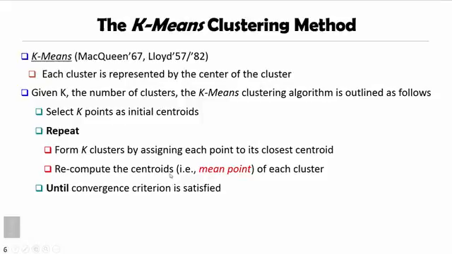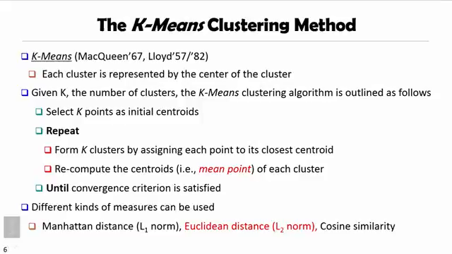Once assigned, we need to recompute the centroids because the initially randomly selected centroids may not be very good ones. So we recompute the centroid, that means the mean point of each cluster. Once you recompute the centroids, some object initially assigned to, say, centroid A may now be even closer to centroid B, because all the centroids changed. That means we need to go back to reassign each point to its closest centroid, and then recompute the new centroids. That's why we get into this repeat-iterative loop until some convergence criterion is met.